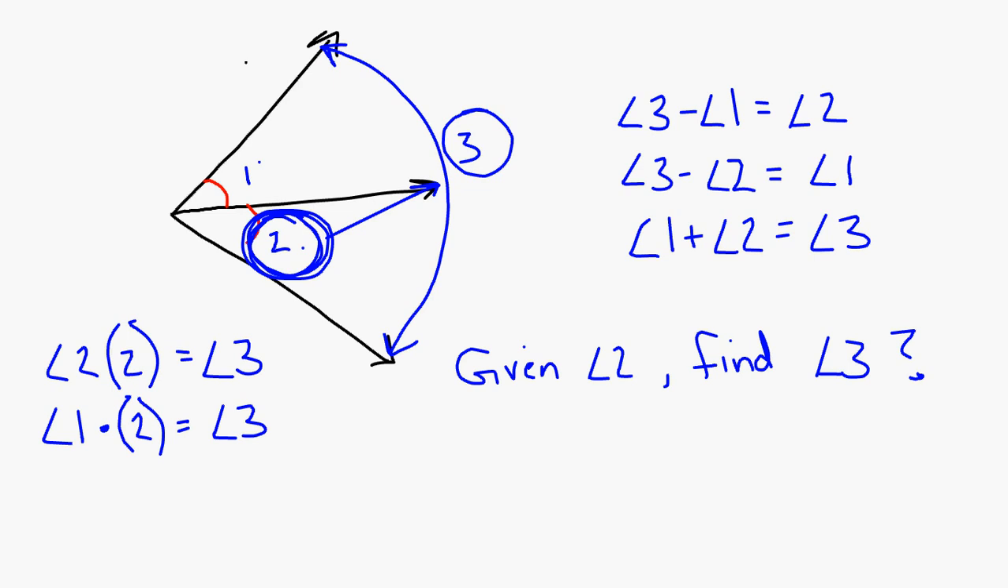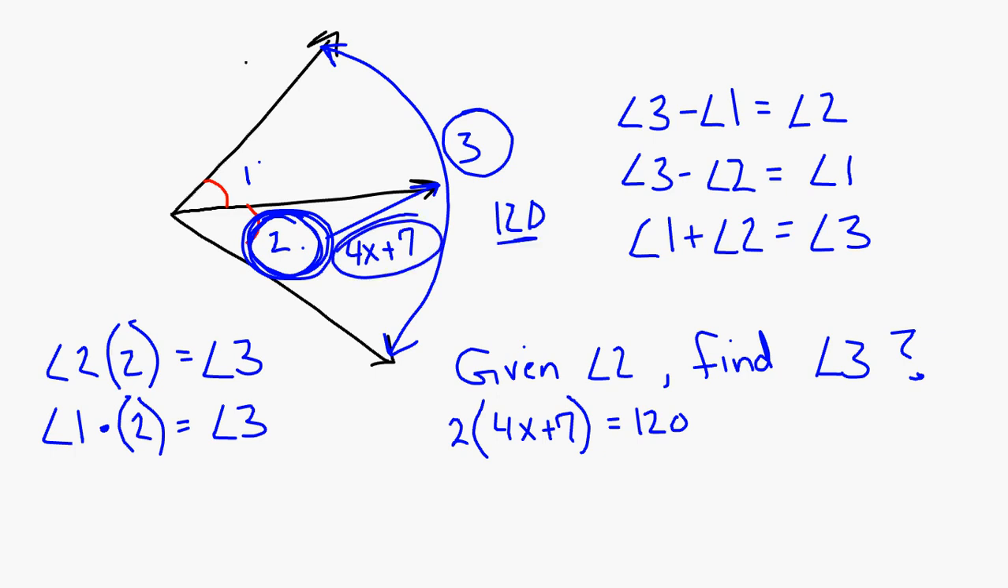Or if it's an expression, okay? If angle 2 is 4x plus 7, and, I don't know, angle 3 is 120. And that's all you're given, and you're asked to solve for x. Wouldn't you do 2 times 4x plus 7 equals 120? Right? 2 of these are equal to 1 of these when these are congruent to each other. All right? When the two angles are congruent.